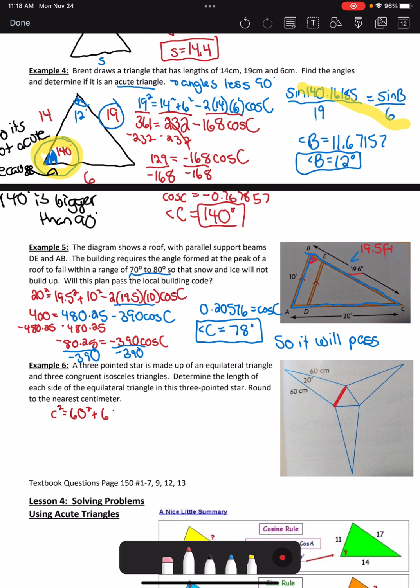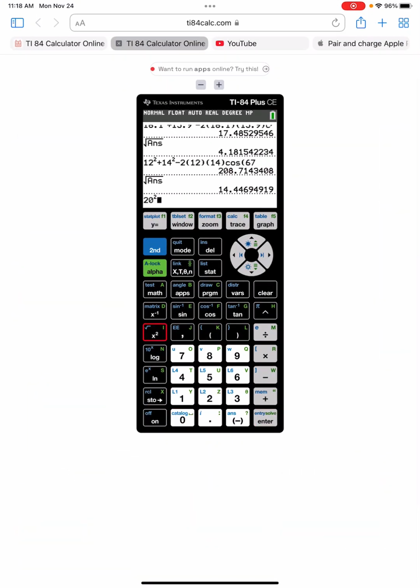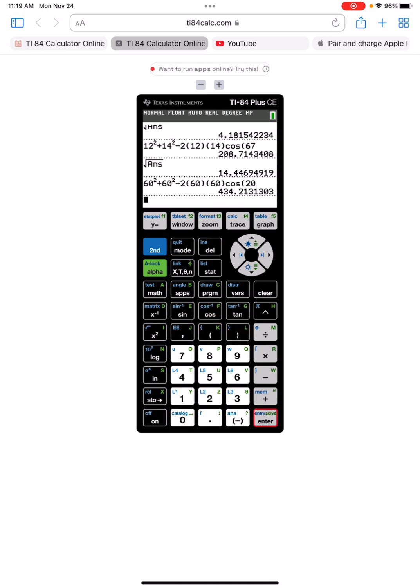60 squared plus 60 squared minus 2 bracket 60 cos 20. Type that all in your calculator and you should get 400. Actually, you know what? I'm going to type it in. So I have 20 squared. No, why did I put 20? 60 squared plus 60 squared minus 2 bracket 60 bracket 60 bracket cos 20. Enter. 434, square root that, and that is my answer, 20.83, which rounds to 21.